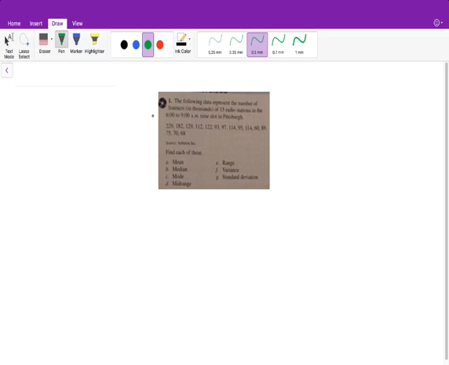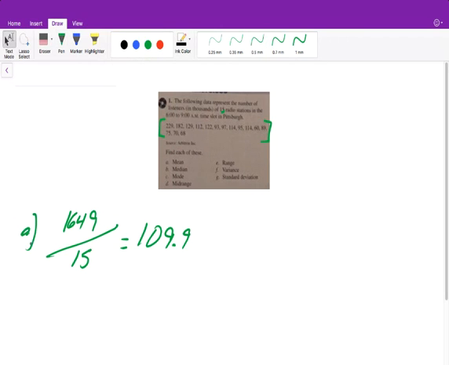So to find the mean, we would add up all of these numbers here. When we add them all up, it will be equal to 1649. And we divide by how many we have, which they tell us is 15. So we divide by 15. That is then equal to 109.9. So that is our mean. Our mean is 109.9. So we would add up all of our numbers and then divide by 15.